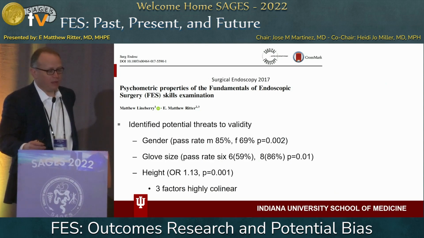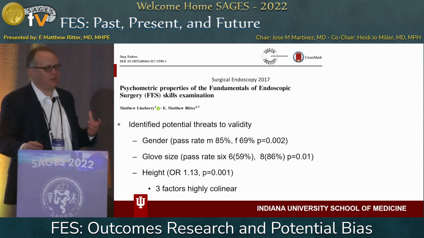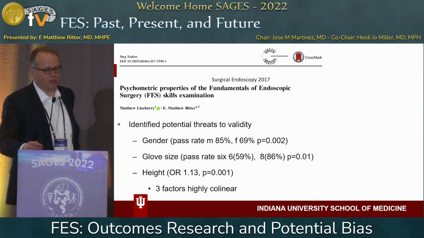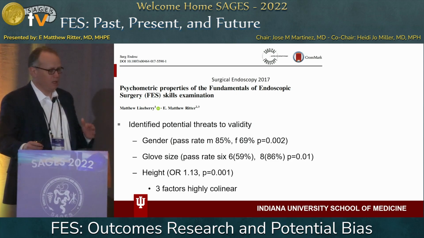What we did identify, which has been a program of research for me since then, is some of these potential threats. Three things came out on analysis that are fairly strong predictors of pass rate: these highly collinear variables of gender, glove size, and height.